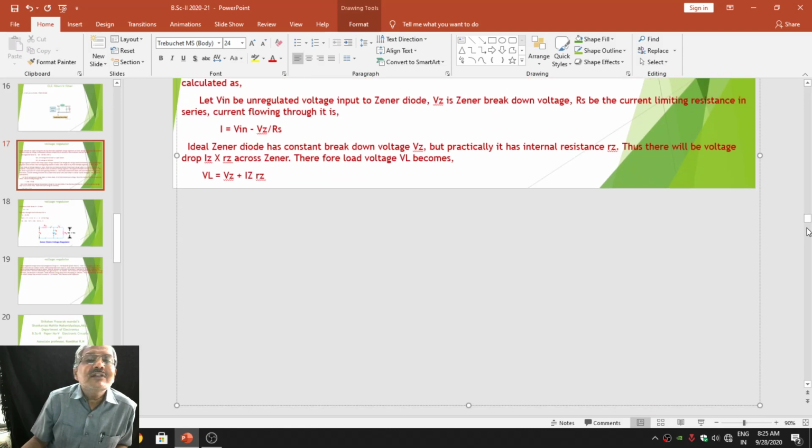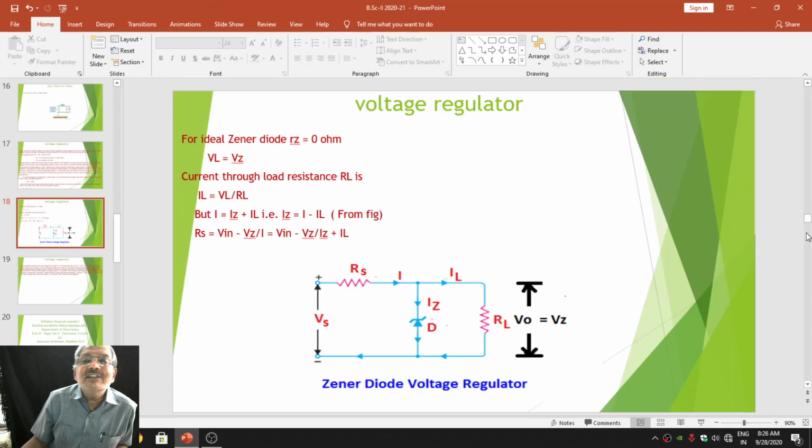So we are calculating the current. For an ideal diode, Rz is 0. When Rz is 0, we get VL equal to Vz. Hence the current through the load resistance RL becomes IL equal to VL upon RL, or Vz upon RL.